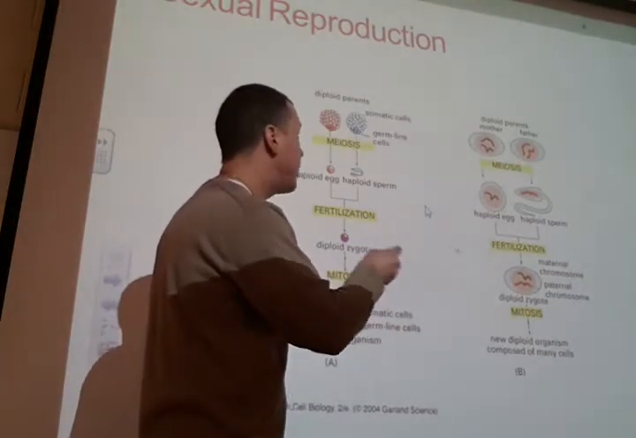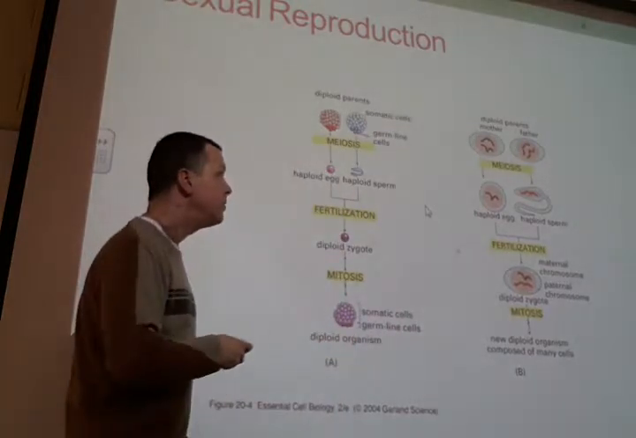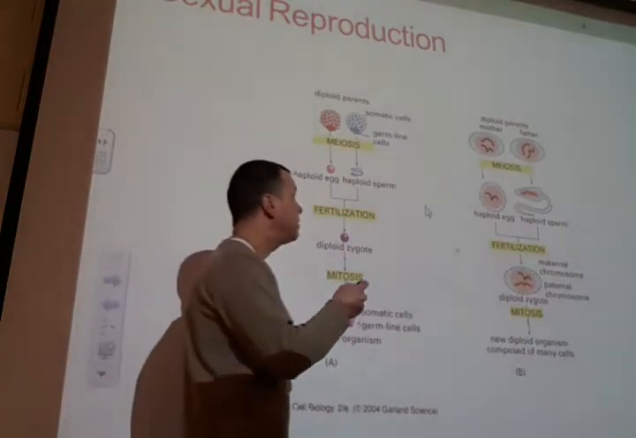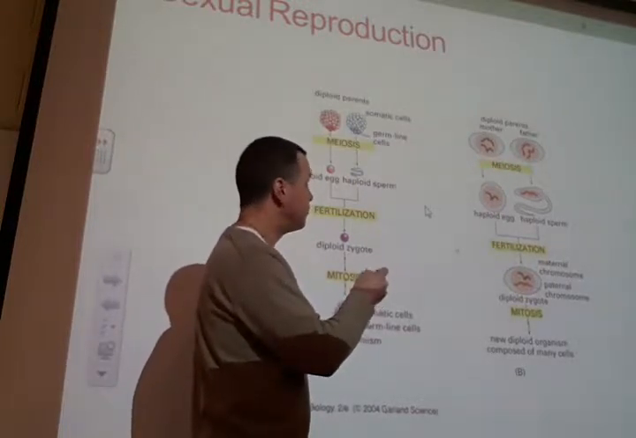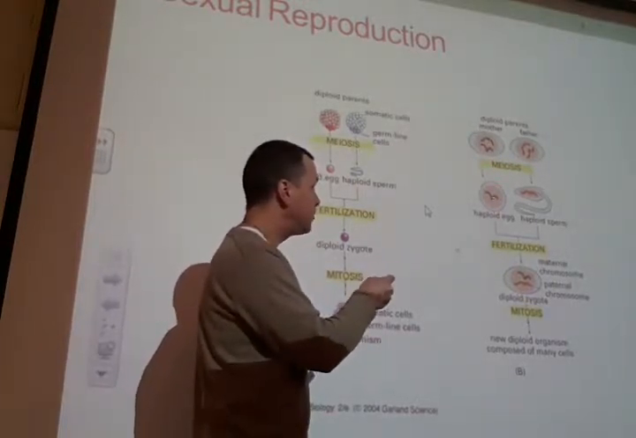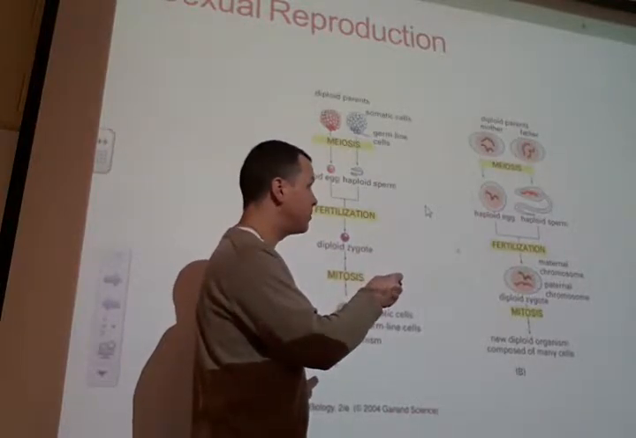The cells that give rise to sperm and egg are going to go through this specialized division called meiosis, and we're going to reduce the number by half. So if there were 2 chromosomes to start, then there's only going to be 1 chromosome in the egg, and if there were 2 in the father, there's only going to be 1 in the sperm.